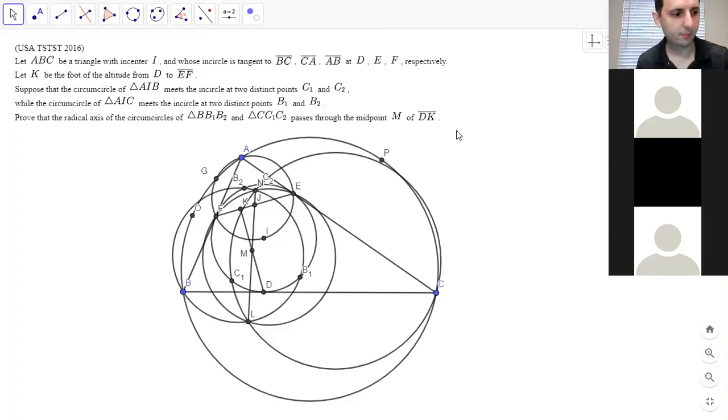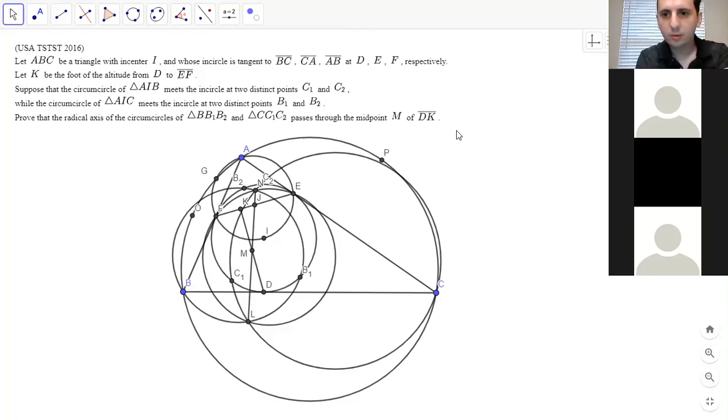All right, let's see. We have B, B1, B2, C, C1, C2. They're symmetric about BI and CI. And we want to show that M has the same power with respect to those two circles. We proved that J lies on B1, B2, and C1, C2 respectively. Look at the chat. Sorry, I didn't scroll up in the chat. I just look at the last comment. So J lies on both of those. Radical axis.